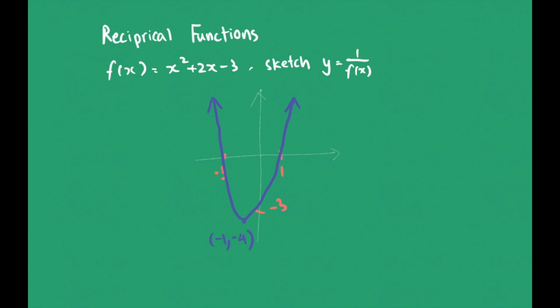Okay, now we can use the graph to sketch the reciprocal graph. First, f(x) equals 0 when x equals negative 3 and 1. And since 0 cannot be the denominator, the function is undefined when x equals negative 3 and 1. So we can draw two vertical asymptotes.